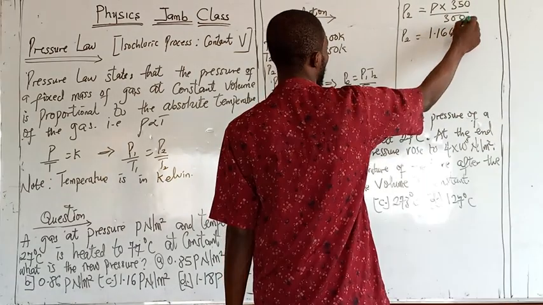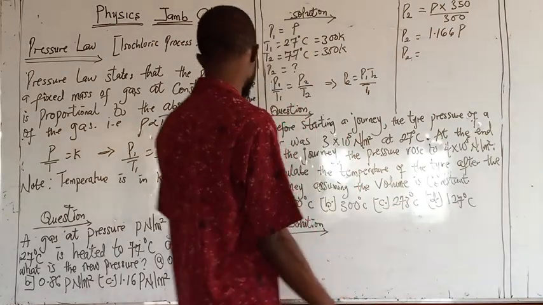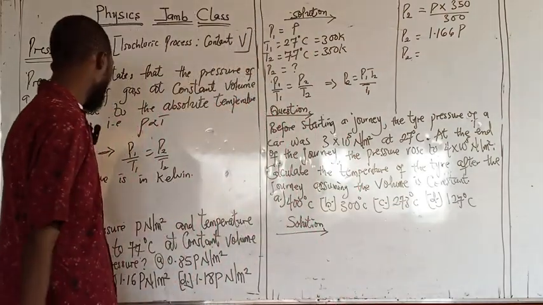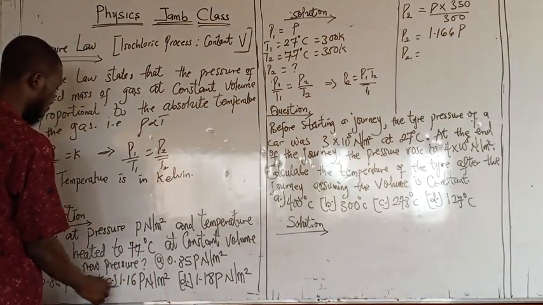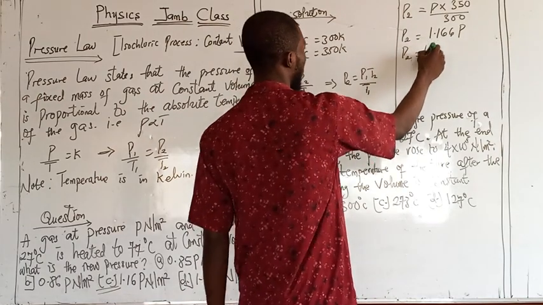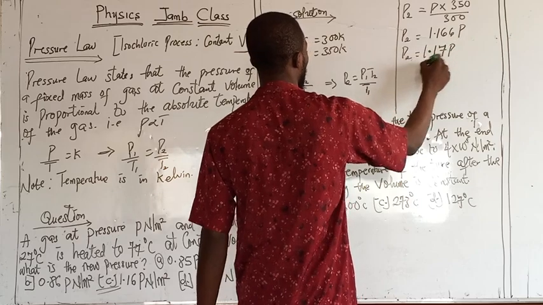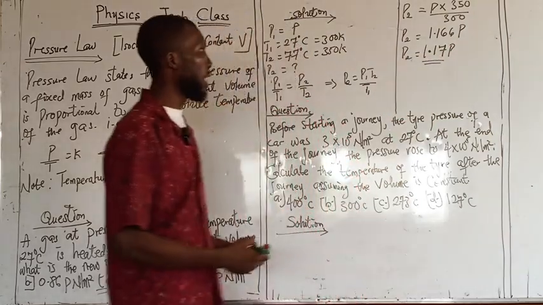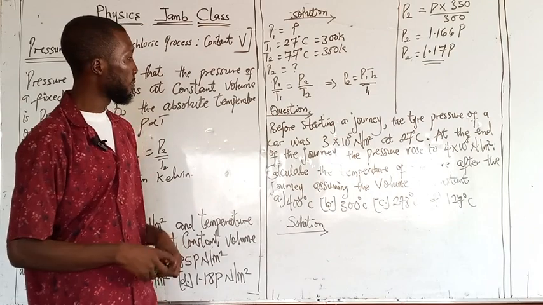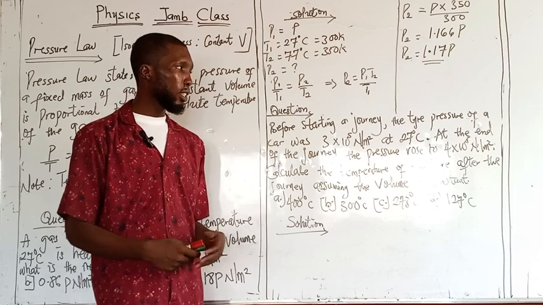1.166 P. So approximately, you're supposed to have 1.17, but the closest to this answer here is option C, which is 1.16. So it should be an error on their part; it's supposed to be 1.17 P to 2 decimal places. So that is that.